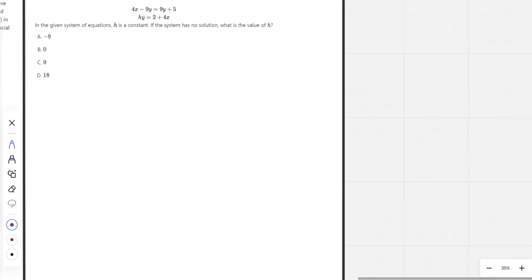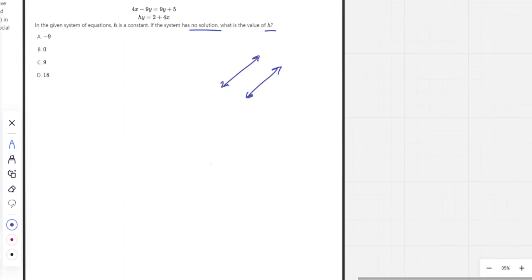All right, what have we got next? Nice little math question. "In the given system of equations, h is a constant. If the system has no solution, what is the value of h?" No solution. Okay. Well, I see I have two equations here, right? It's a system of equations. A system of equations has no solution when the two lines are parallel to each other.